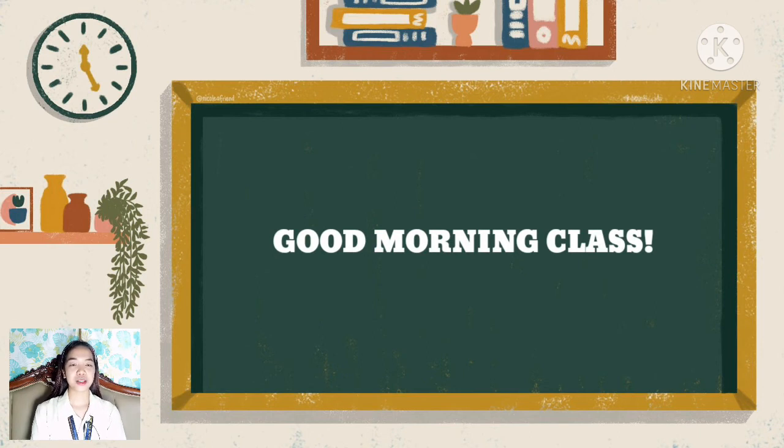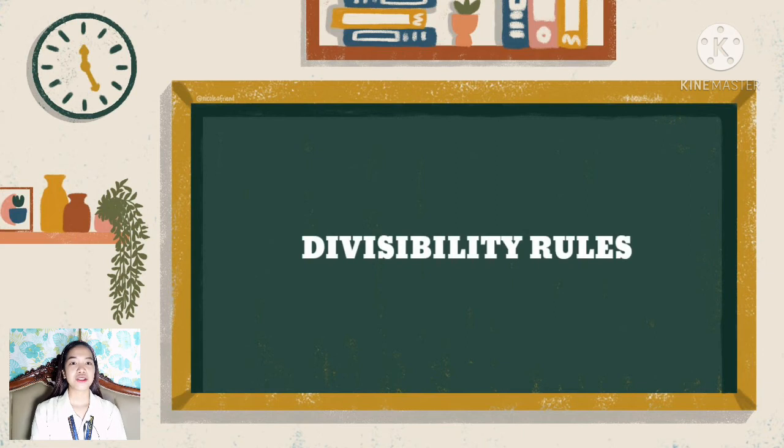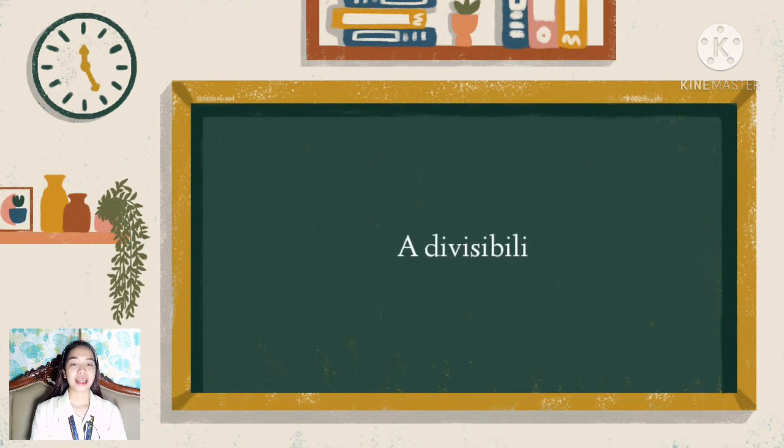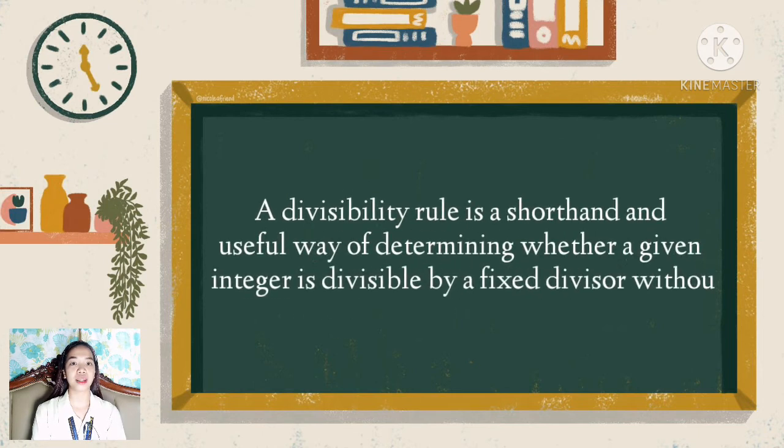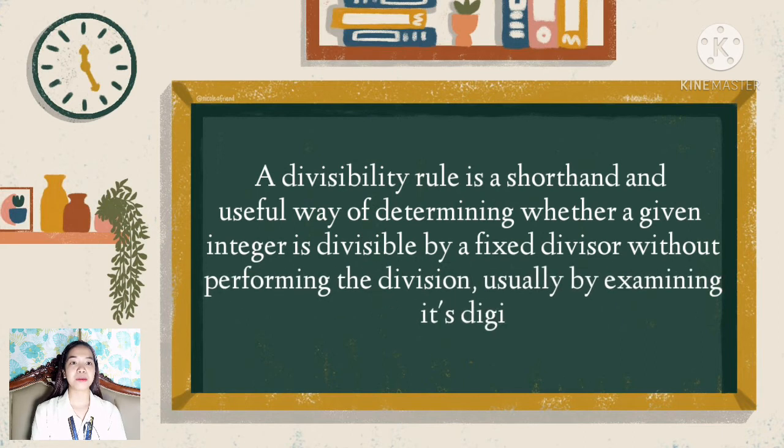Our lesson for today is all about divisibility rules. So first, let me explain what divisibility rules are. A divisibility rule is a shorthand and useful way of determining whether a given integer is divisible by a fixed divisor without performing the division, usually by examining its digits.